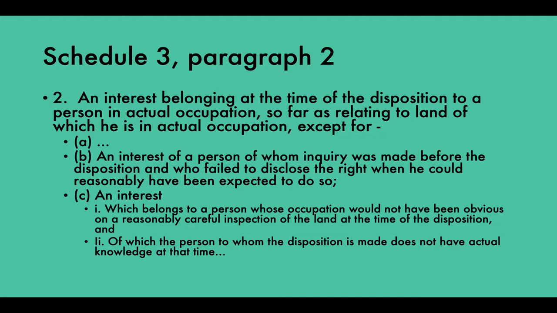So we're going to break this down and discuss the elements of this. In brief, this paragraph protects interests, a right in rem, which belongs to a person in actual occupation of the burdened land. So it is allowing such rights to take priority under Section 29 despite their non-registration.